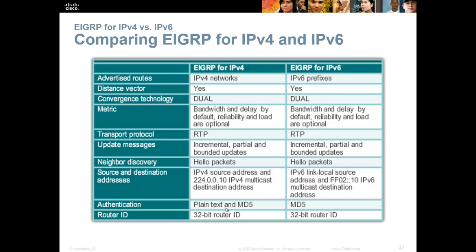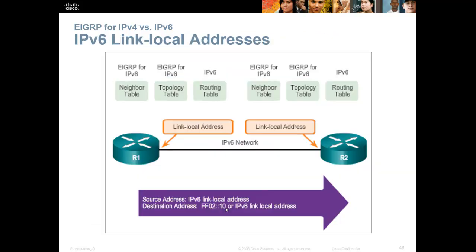You also know that the multicast address is different. In IPv4, it's 224.0.0.10. In IPv6, it's FF02:10. For some reason, yeah, which is A. That's really weird that they listed that as 10 there. That's odd. But you get the idea.